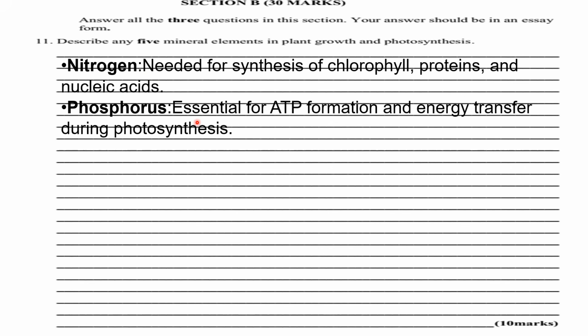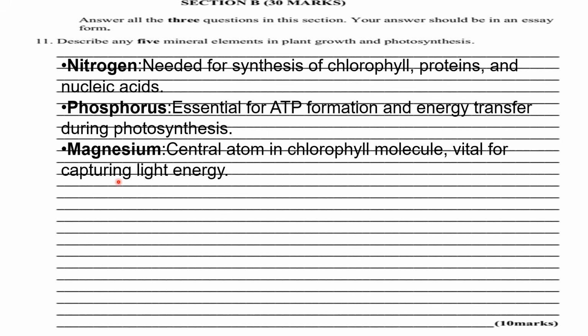Phosphorus is essential for ATP formation. This is adenosine triphosphate, the form in which plants make energy. And the energy transferred during photosynthesis. 2 marks again, that makes it 4.